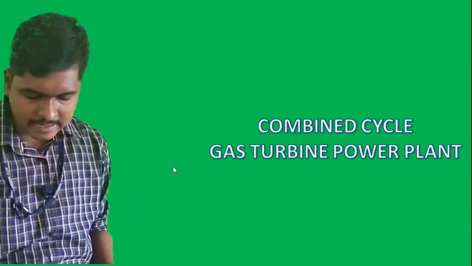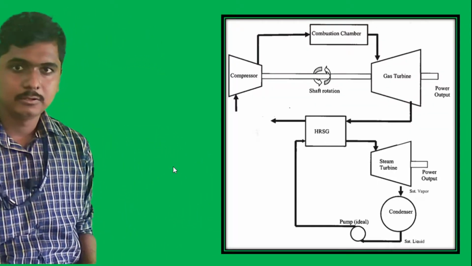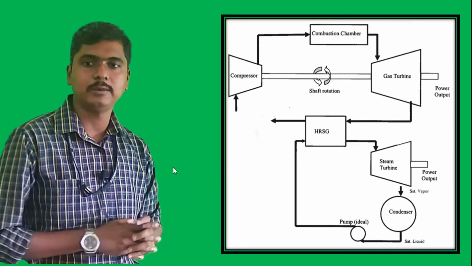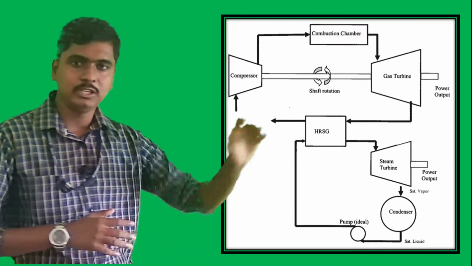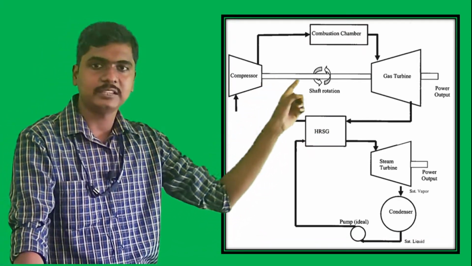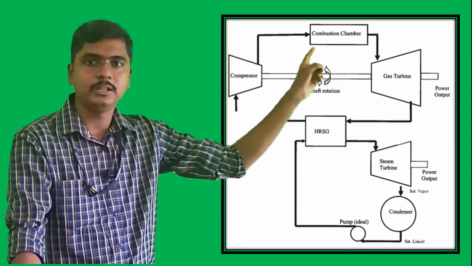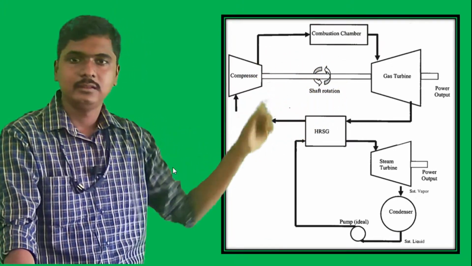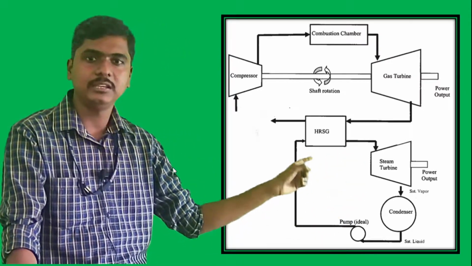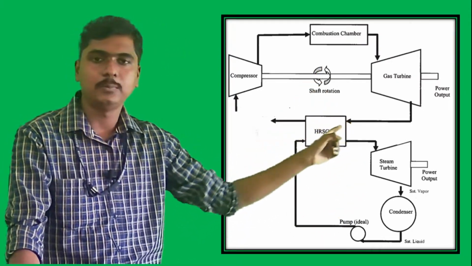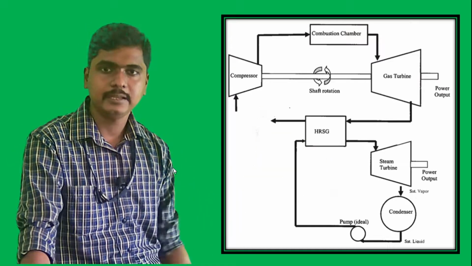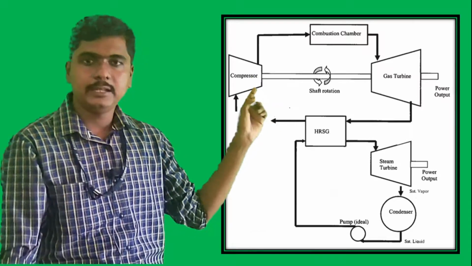If I show the diagram, you will get some clarity. This is a schematic of an open cycle gas turbine power plant. Here you can see there are two cycles. The top one is the first cycle, and the bottom one is the other cycle. You can see these two cycles are coupled over here.